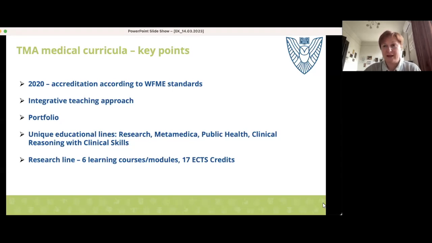Today, as I am responsible to share information and data about the research aspects, I can highlight that the research line within the 12-semester medical curricula includes 6 learning courses or modules. Those in total acquire 17 ECTS credits, and they are dispersed across the different semesters.